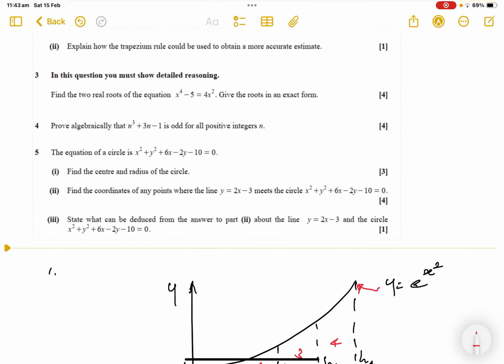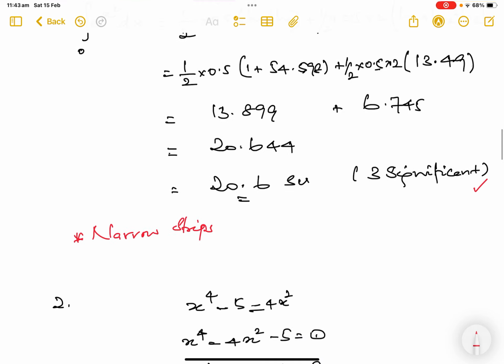The equation of a circle is x squared plus y squared plus 6x minus 2y minus 10 equals 0. Find the center and the radius of the circle. Find the coordinates of any point where the line y equals 2x minus 3 meets the circle x squared plus y squared plus 6x minus 2y minus 10 equals 0. Okay, let's do that.